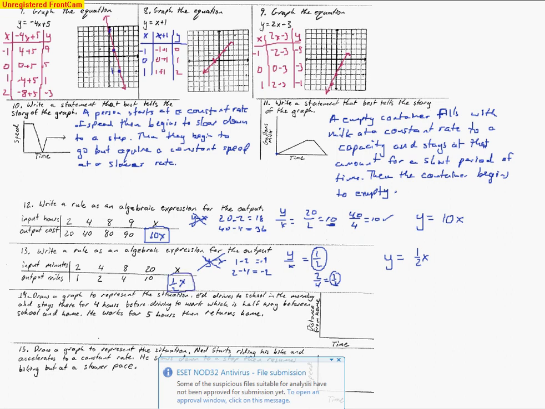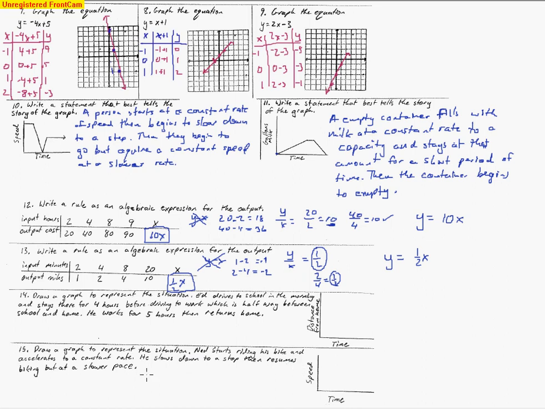The next problem asks us to draw a picture to represent the situation. It says that Ed drives to school in the morning and stays for 4 hours. So we're going to go up, and he stays there for 4 hours, so we go over. Then he drives to work, which is halfway between school and home, so we go down at an angle, but not all the way home. Then he stays at work for 5 hours, and that continues on, and then eventually he ends up going home. So that line should be straight, and then he ends up going home.